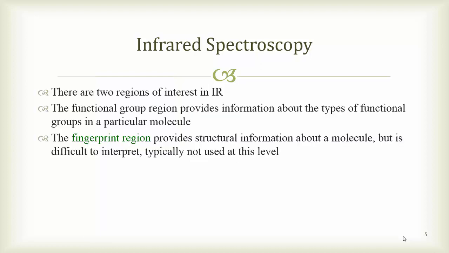There are two regions of interest in the IR. There is the functional group region, which provides information about the types of functional groups in a particular molecule. This region is usually those with higher wave numbers, greater than 1,500 reciprocal centimeters. And those in the fingerprint region provide structural information about a molecule, but this is a difficult region to interpret and is often referred to as the forest of lost chemists, simply because of the many peaks resulting from the variations of the bending vibrations. Peaks in this region are very often hard to interpret and are not useful at this level.